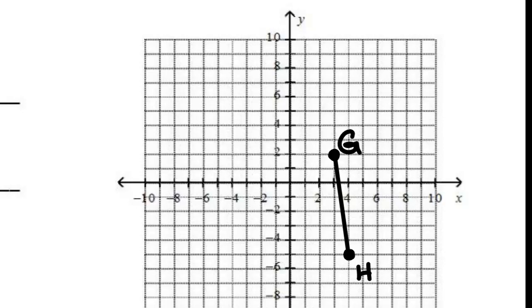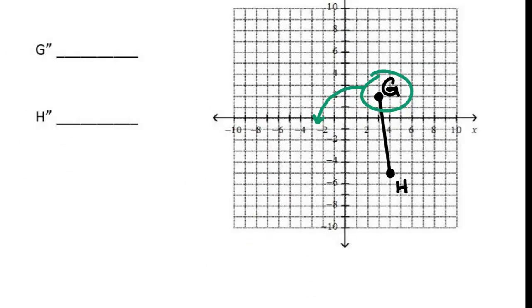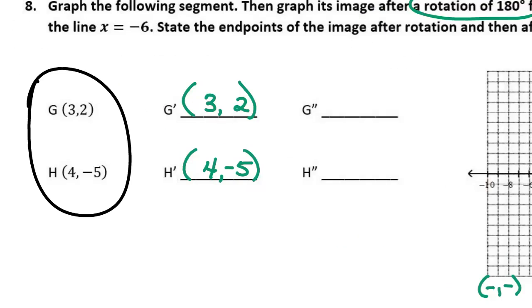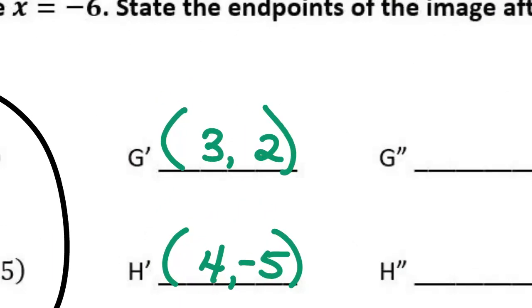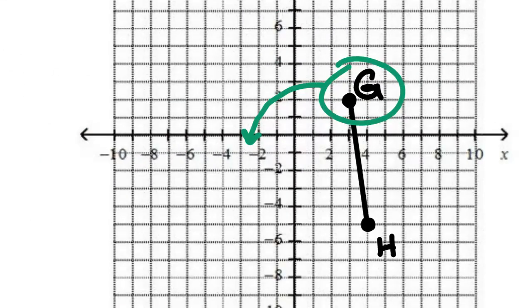Let's look at where point G goes. 180 degrees would send point G into what quadrant? It's in the first quadrant right now. It's going to go into the third quadrant. So it's coming down here, which is a negative quadrant. We already kept our order the same, so what do I need to do to both the 3 and the 2? We're going to make them both negative. So -3, -2, right here is my G prime.